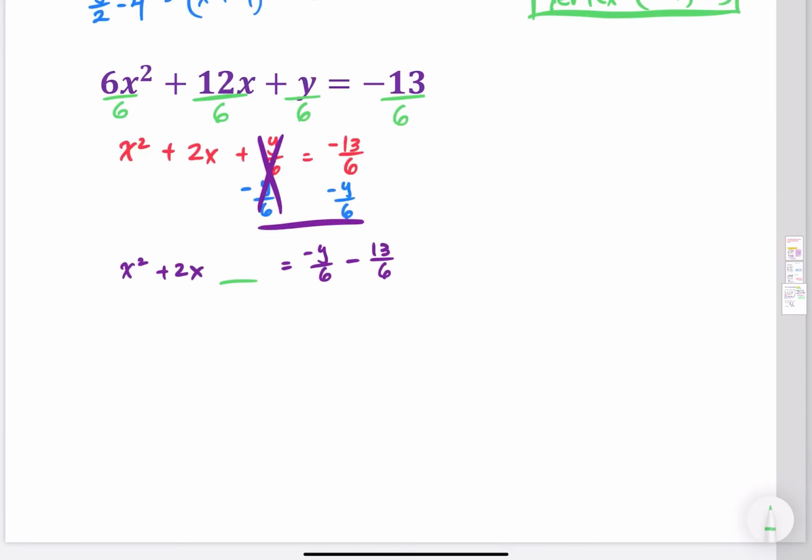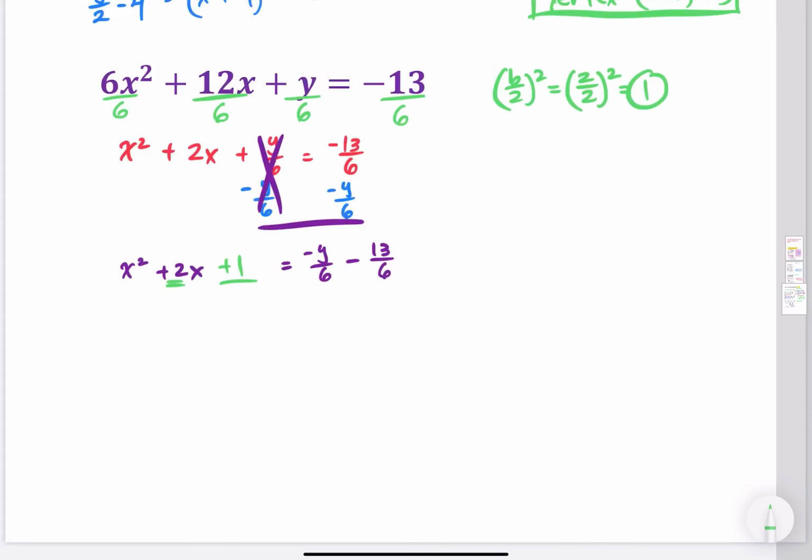Now, we want to figure out, well, what is that c value going to be? On the left, this time we have to complete the square. So I need to go ahead and complete that square. We're going to do b over 2 squared here, and that b value is that 2. So that means 2 over 2 squared. Well, 2 over 2 is 1, and 1 squared is just 1. So we're going to add 1 on both sides.